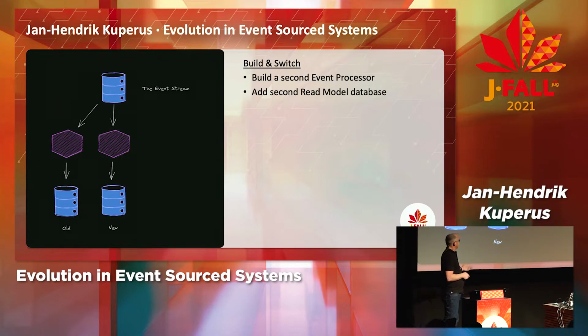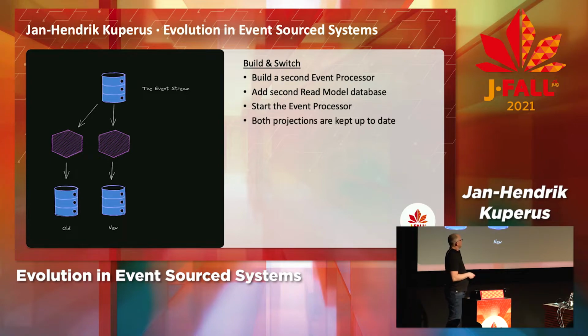So you add this second read model, and you start your new event processor, and it will just start building this new read model, which you can do completely parallel to still using the old one. And that's a good thing here, because the old processor is also running, so if any new events come up, that one's going to update the old one, and you're just slowly catching up with the new one.